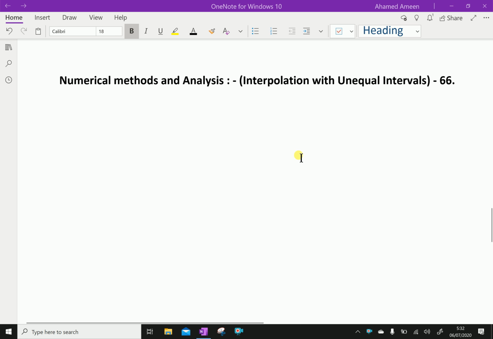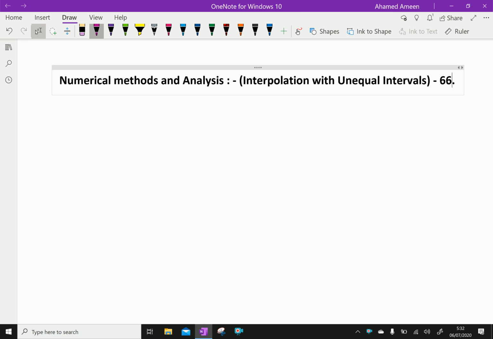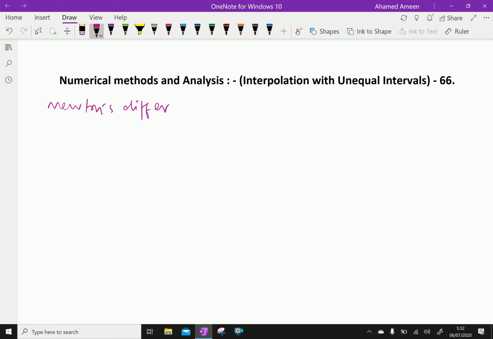Let us discuss Newton's divided difference formula for interpolation.